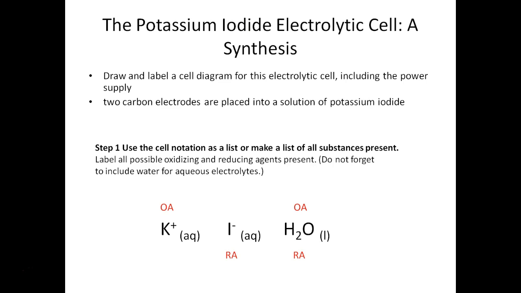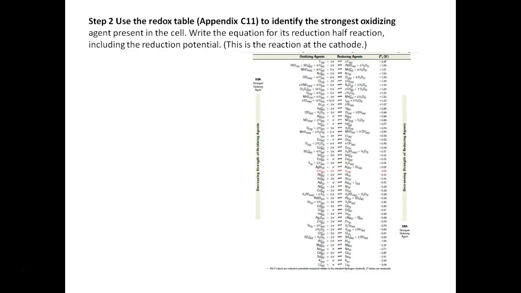And then non-metal halide ions from group 17 can only be reducing agents because they've already gained an electron. They're not looking at gaining any more. And we know that water can be both. Then we're going to look at our chart and identify where all the things are, and identify our strongest oxidizing agent and our strongest reducing agent.